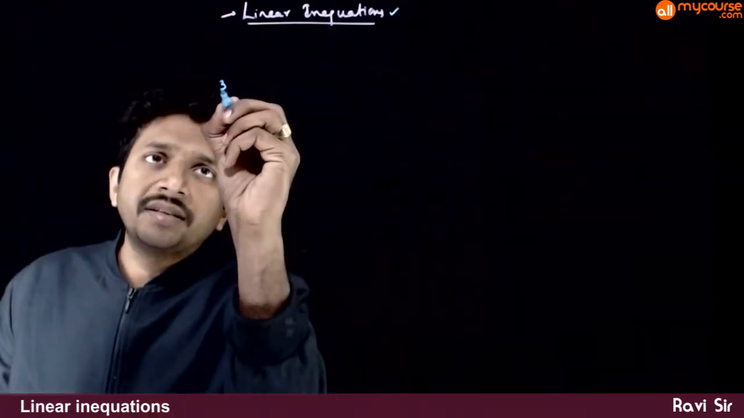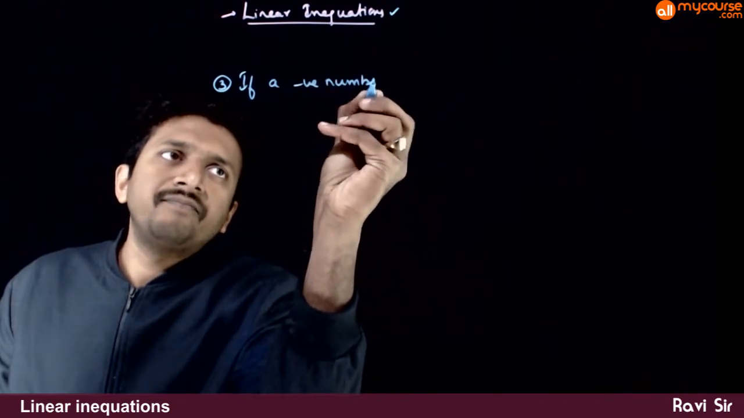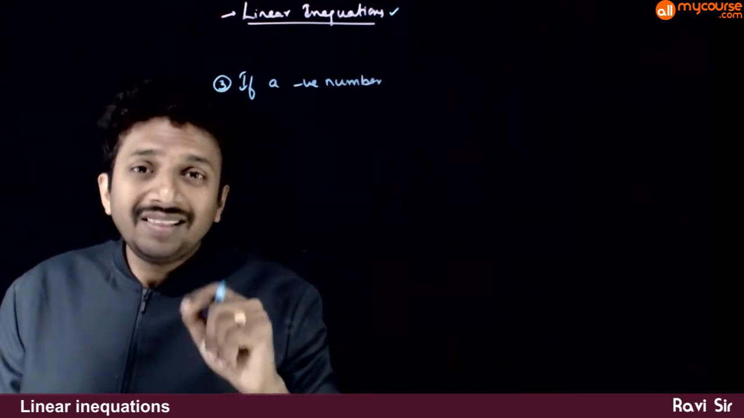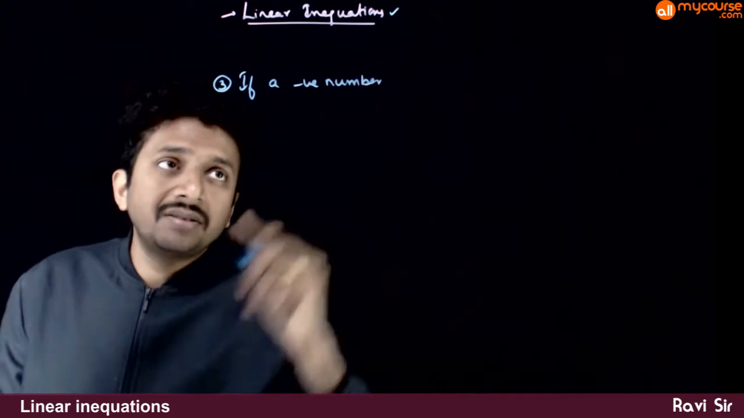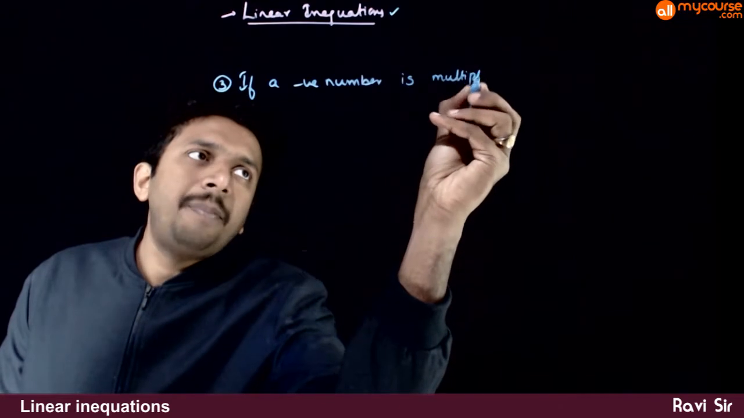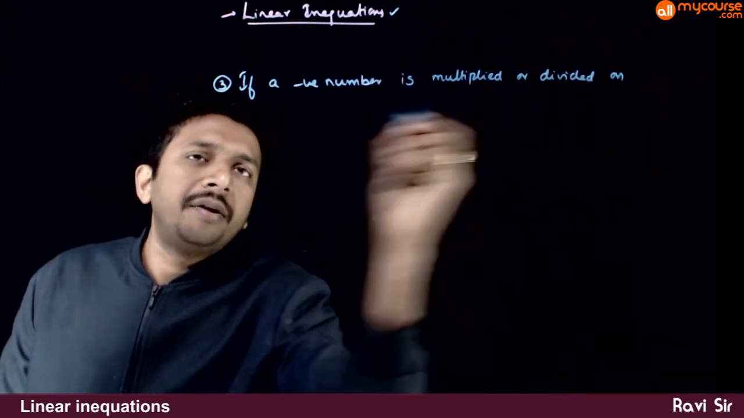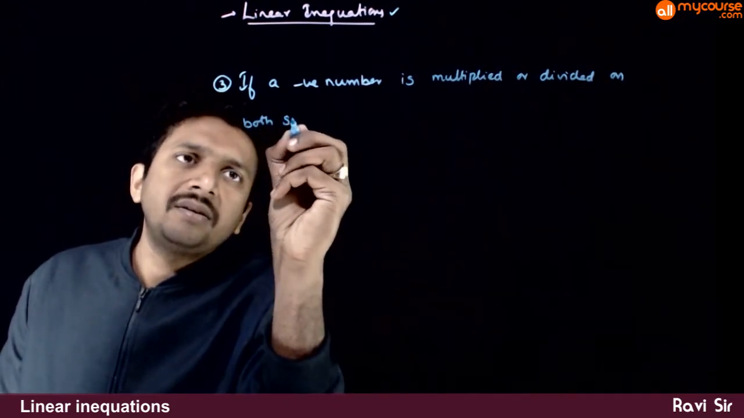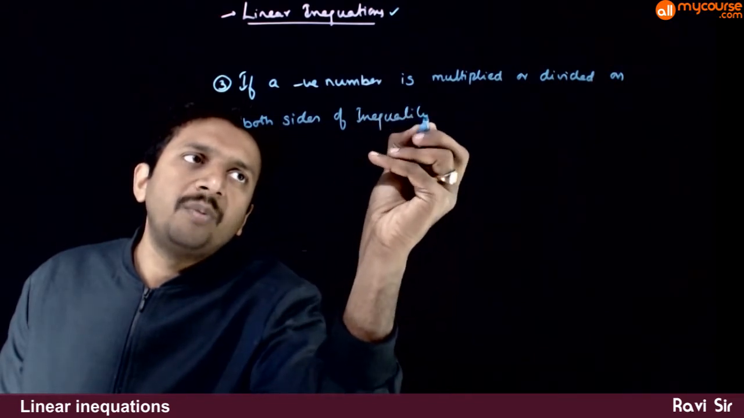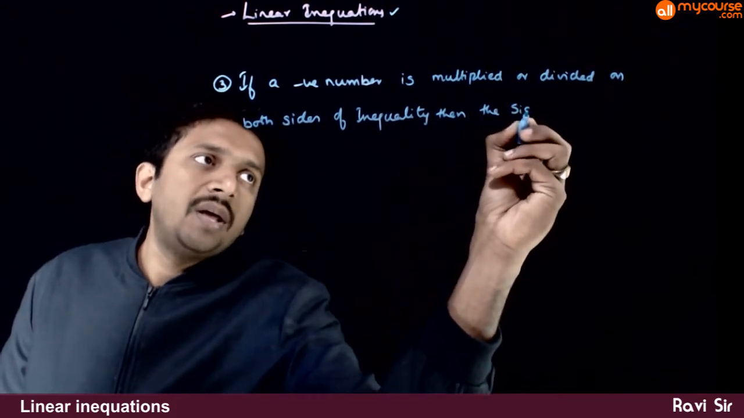So the third rule says that if a negative number is multiplied or divided on both sides of the inequality, then the sign of inequality changes.